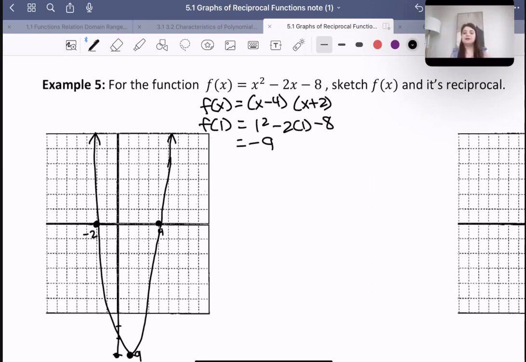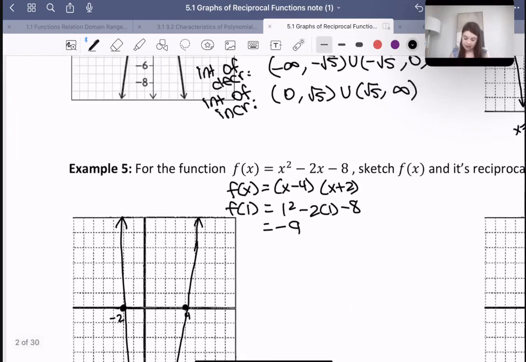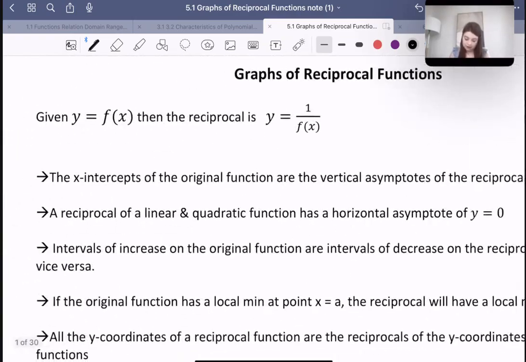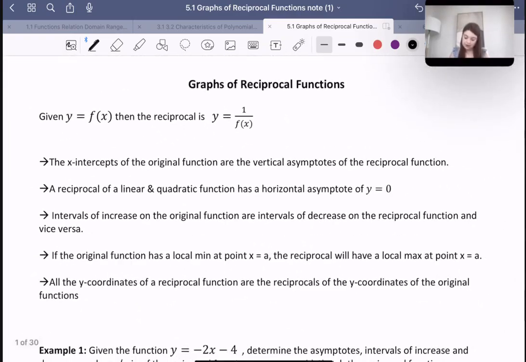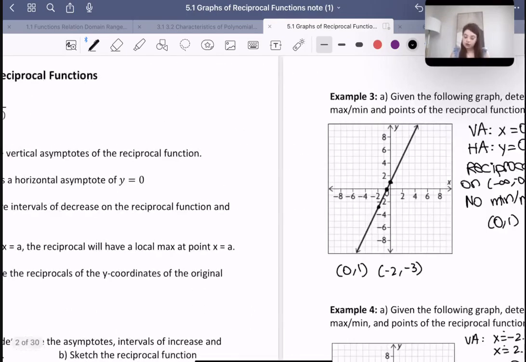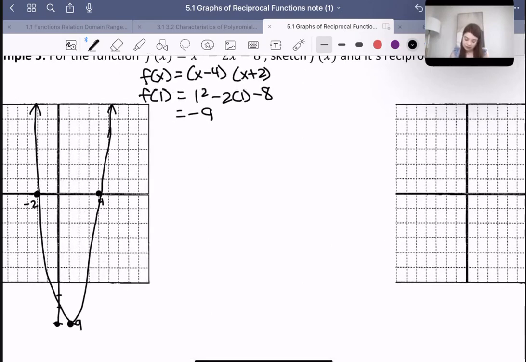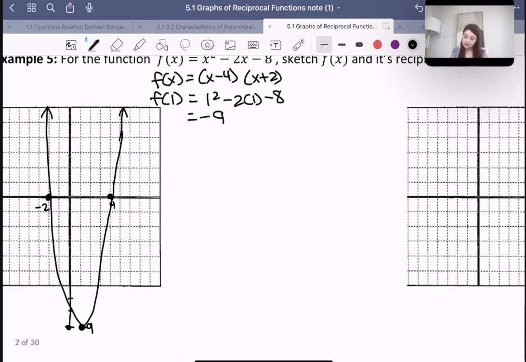Okay. So let's first talk about the first step to graphing one of these. It says that the x-intercepts of the original function are the vertical asymptotes of the reciprocal function. So what are the x-intercepts here, or the zeros? Well, they're 4 and negative 2. So that means in our new function, we have a vertical asymptote at x equals 4 and a vertical asymptote at x equals negative 2. Okay?